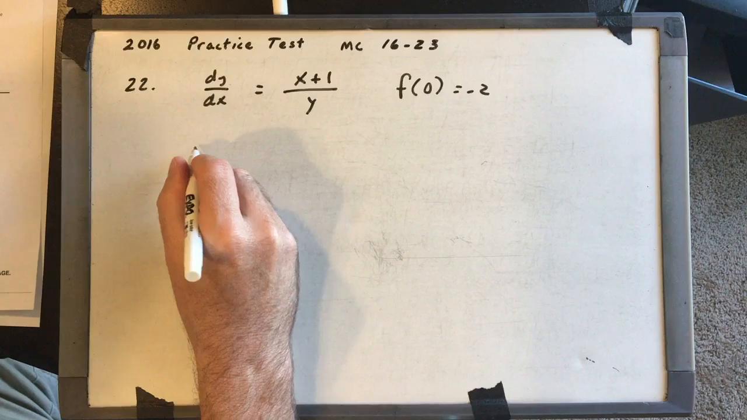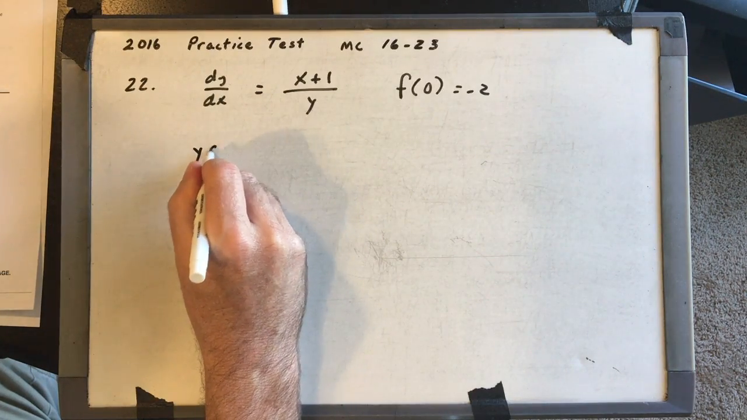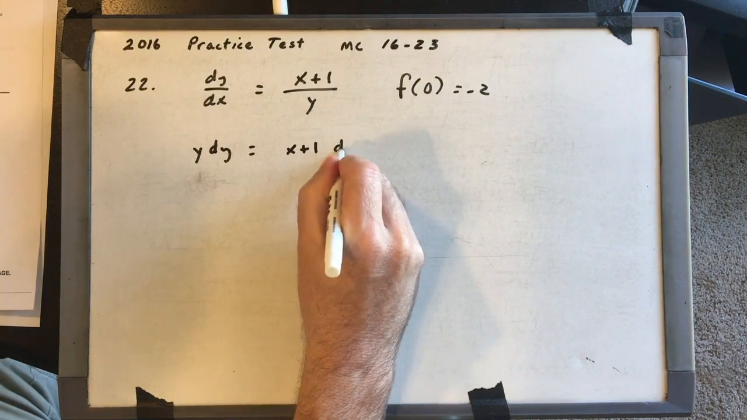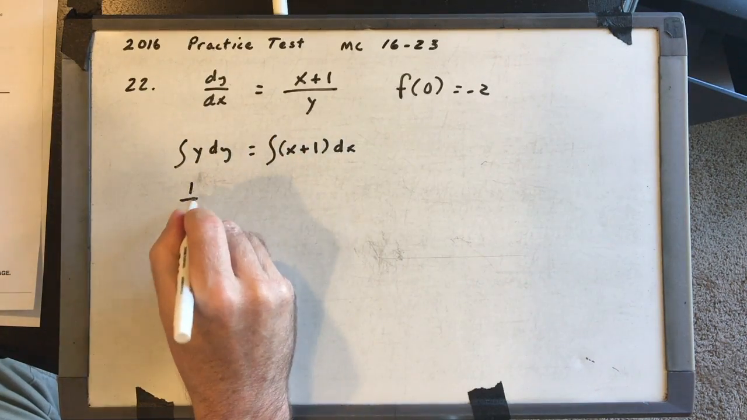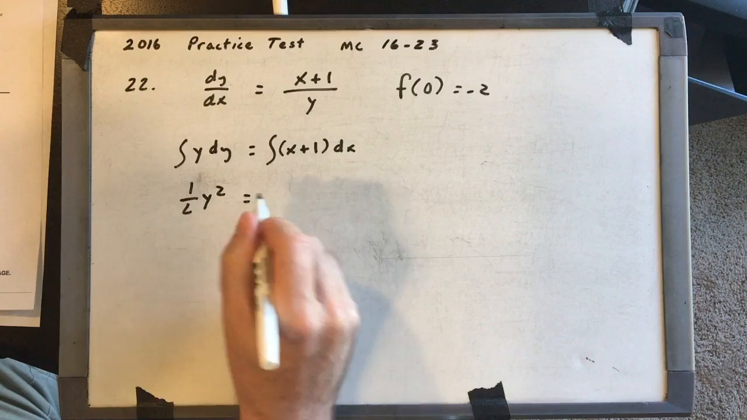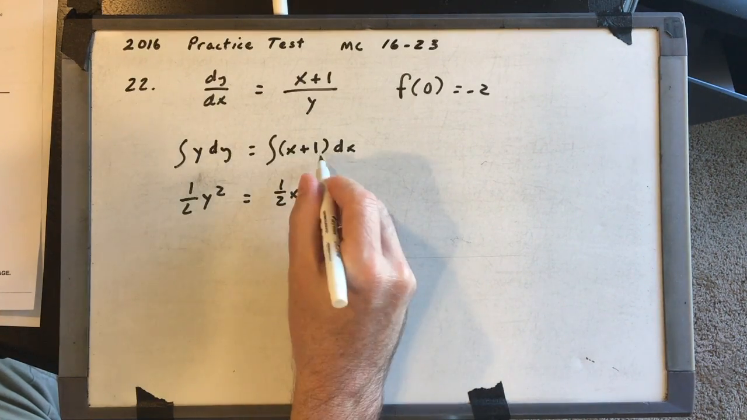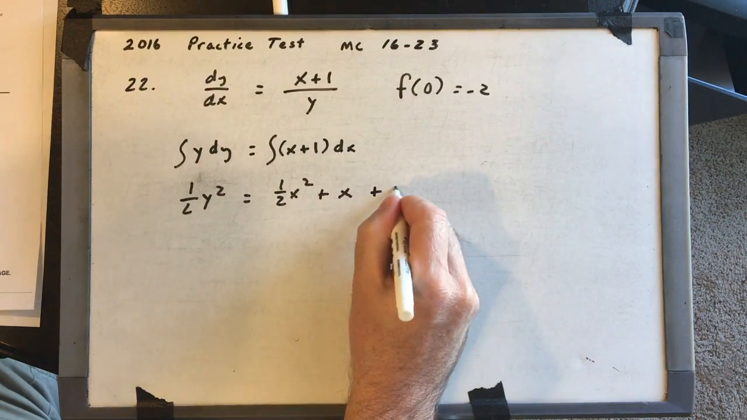Let's separate the variables. I would be shocked if you don't have one like this on the test where you have to separate the variables. So I'm going to cross multiply. We're going to integrate both sides. So it's going to be 1/2 y squared is equal to 1/2 x squared plus x. Antiderivative of 1 is x. Don't make that 0. Plus c.